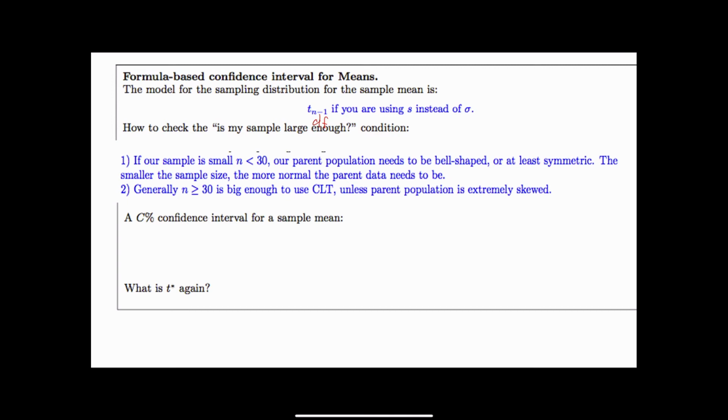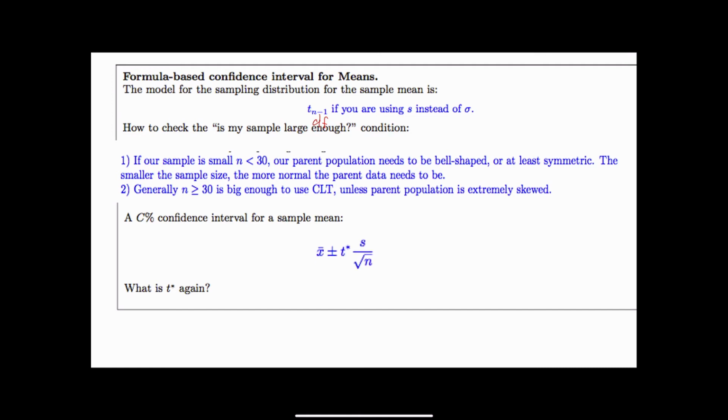Is the sample size large enough? Same check. If our sample is less than 30, we need to know something about the shape of the parent population data, which may be a problem. I don't know if it'll come up for us, but we'll take that on a case-by-case basis. If our sample's bigger than 30, we're generally just going to move forward with using the t-distribution without worrying about it.